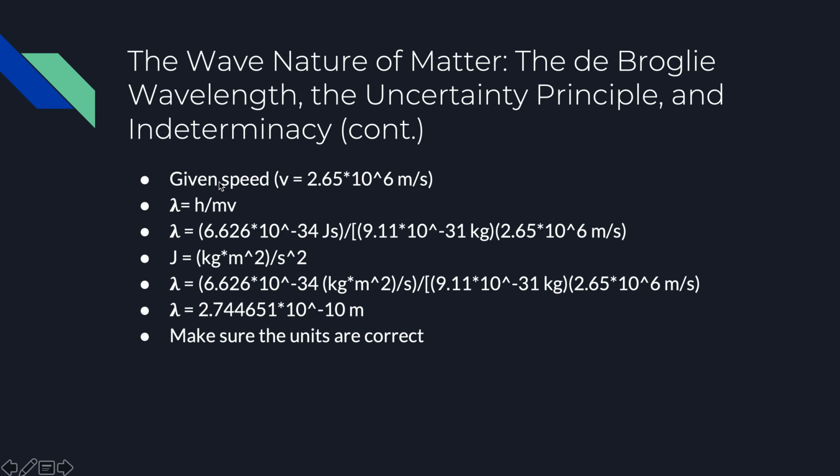Okay, so essentially what you're given already is the speed, which is v. And you know the equation, lambda is equal to h over mv. It is already arranged correctly because you want to figure out the wavelength. So you plug in Planck's constant, you plug in the mass of an electron, which is 9.11 times 10 to the negative 31 kilograms, and you plug in the speed. And since joules are equal to kilograms times meters squared divided by seconds squared, you can substitute that in for the units. That will allow you to cancel units and get that lambda is equal to 2.744651 times 10 to the negative 10th meters.